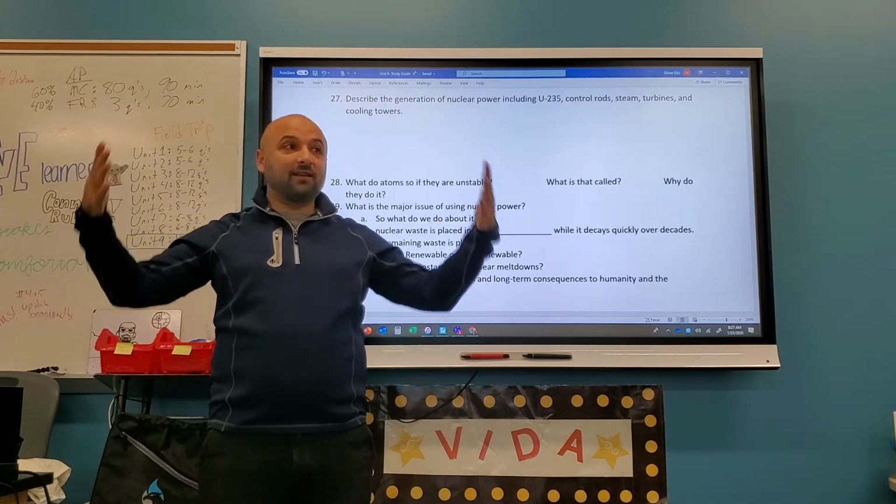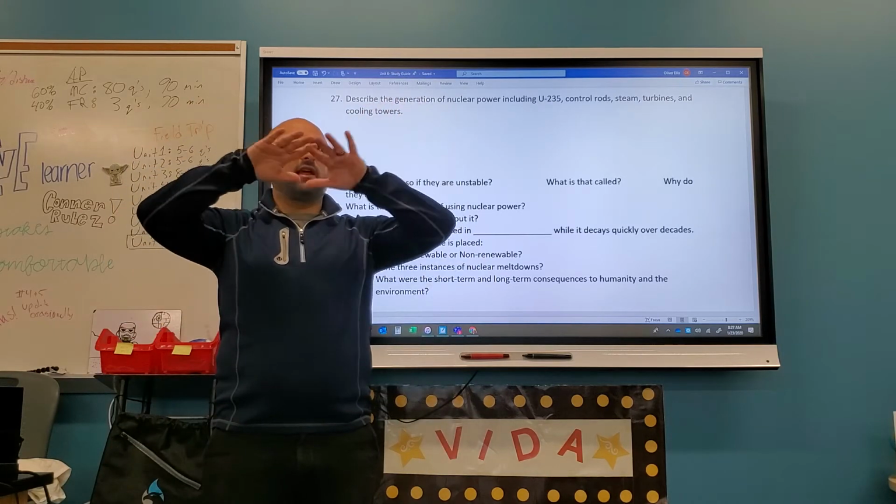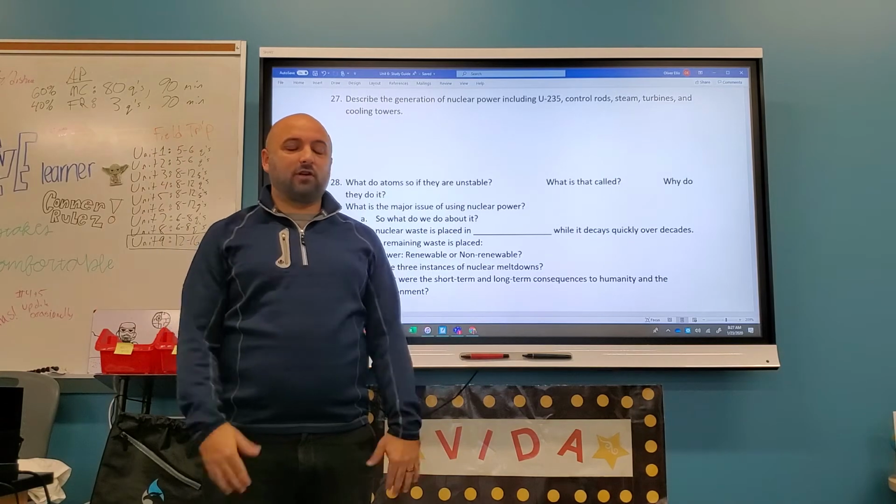Containment structure. That's the thing that exploded at Chernobyl, remember? It didn't have one, I guess. It should have had a containment structure. That's why it exploded. So it's supposed to have a containment structure. You put the fuel rods in there.